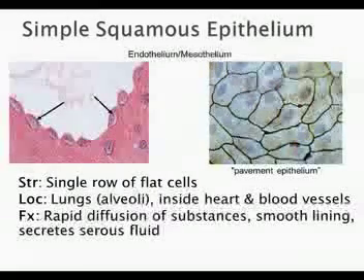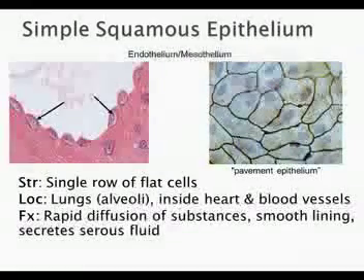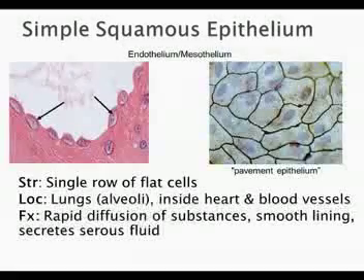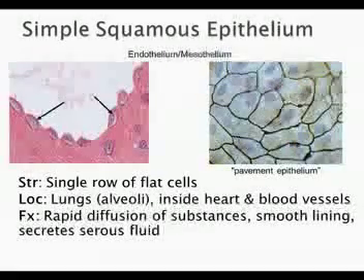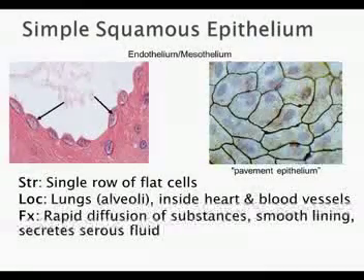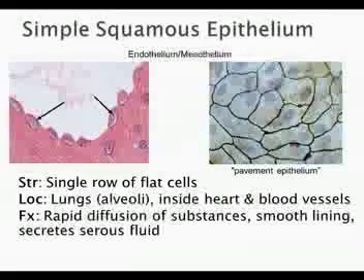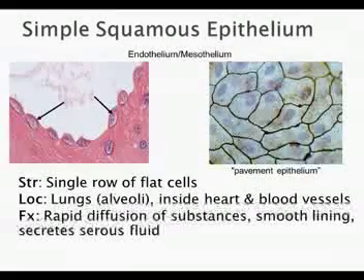Okay, so simple squamous is going to be a single row of flat cells, and you're looking at both a transverse and a top-down view. The side view is going to look like that classic squish. The top view is going to look kind of like pavement, or sometimes like sunny side up eggs. But just know that when you see these types of views, these are going to be simple squamous.